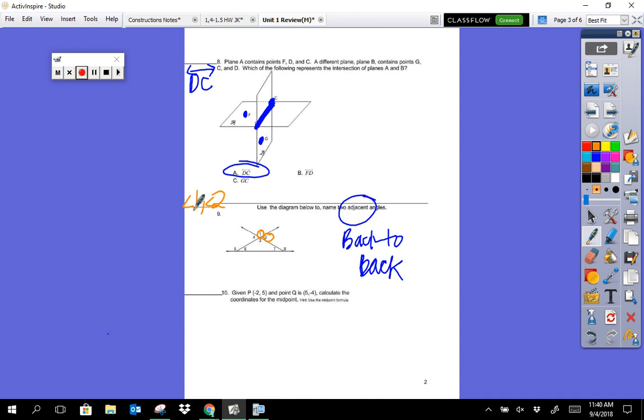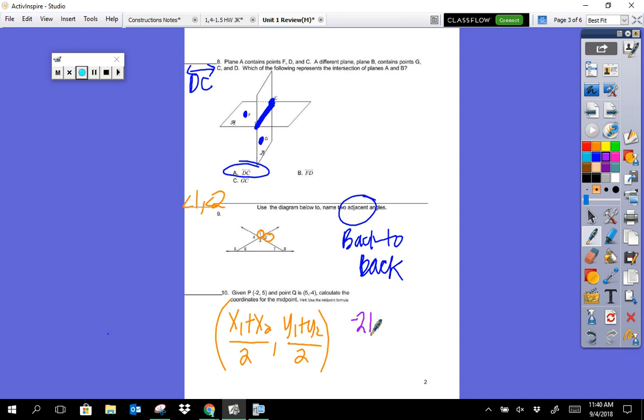Number 10, given point P and point Q, calculate the coordinates of the midpoint. It says use the midpoint formula. So your midpoint formula is you're going to add your x's together. You're going to divide by 2. That's going to get us our x. And then for our y's, we're going to add our y's together, divide by 2, and that's going to get us our y values. Okay, so here I'm going to add my x's.